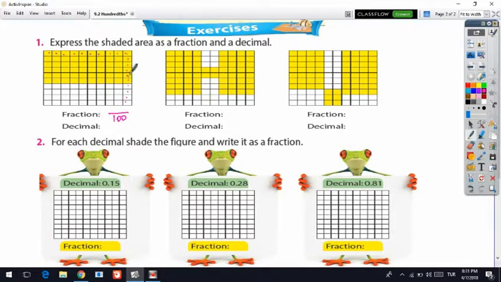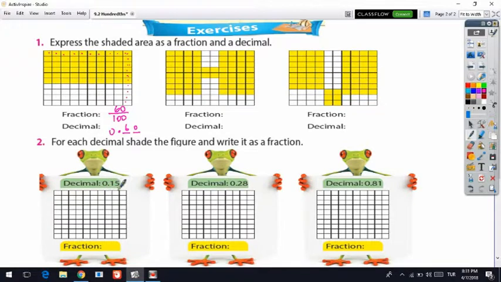After that, how many chosen parts? 1, 2, 3, 4, 5, 6. 10 times 6 is equal to 60. It is 60 over 100. How can we write it as a decimal? You put the decimal point, then there is no whole number, so you have just two numbers to write after the decimal point. After that, you write 60. Everybody, 0.60.